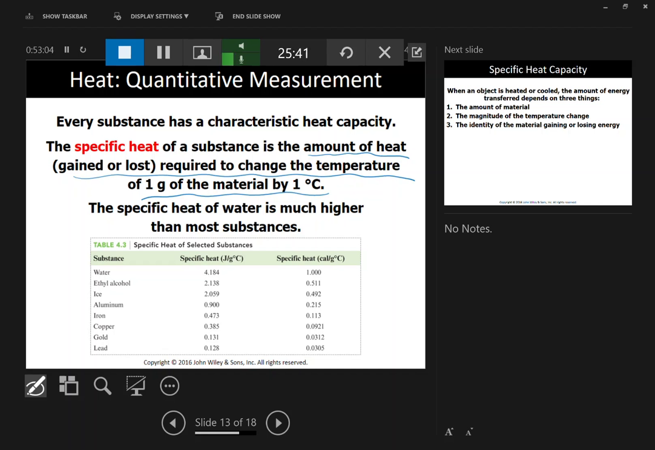Now, for example, if you look at aluminum, the specific heat of aluminum is only 0.9 compared to water. What does it mean? It means that in order to change the temperature of aluminum, you only need to provide 0.9 joules of heat per gram of aluminum. What this tells me is that it's a lot easier to change the temperature of aluminum than water.